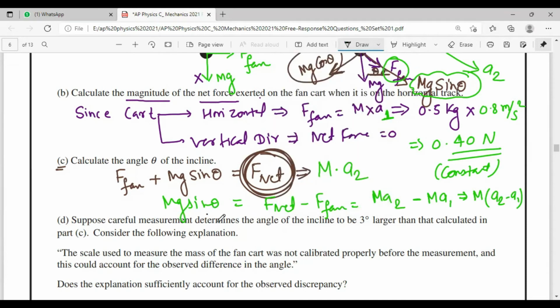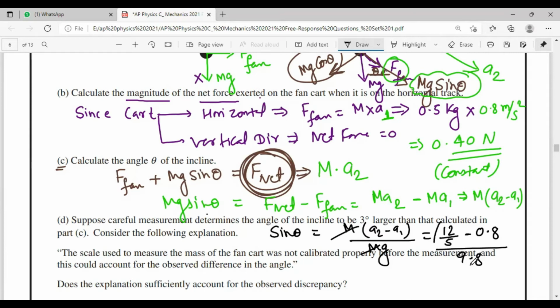So what will be the sine theta? So sine theta will be equal to M times (A2 minus A1) whole divided by mg. So m and m get cancelled out. So this will be A2 minus A1 over g. And what is the A2 minus A1? A2 is 12 by 5 minus A1 is 0.8, divided by 9.8, this much is sine theta. So what will be this? And what will be theta? Theta will be sine inverse of this value. Let us calculate it.